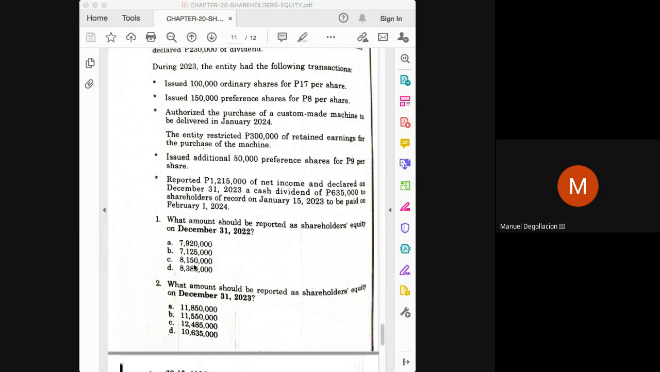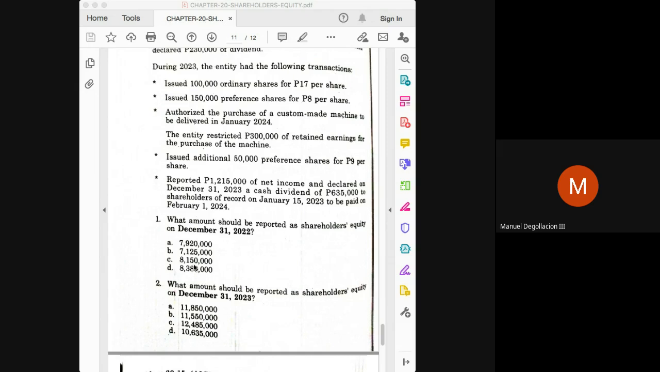Now, what happened during 2023? Okay, we begin with 7,920,000. Then we issued 100,000 ordinary shares for 17. Okay, so you multiply 100,000 by 17, that will give you 1,700,000. Okay, you add this with your 7,920,000.